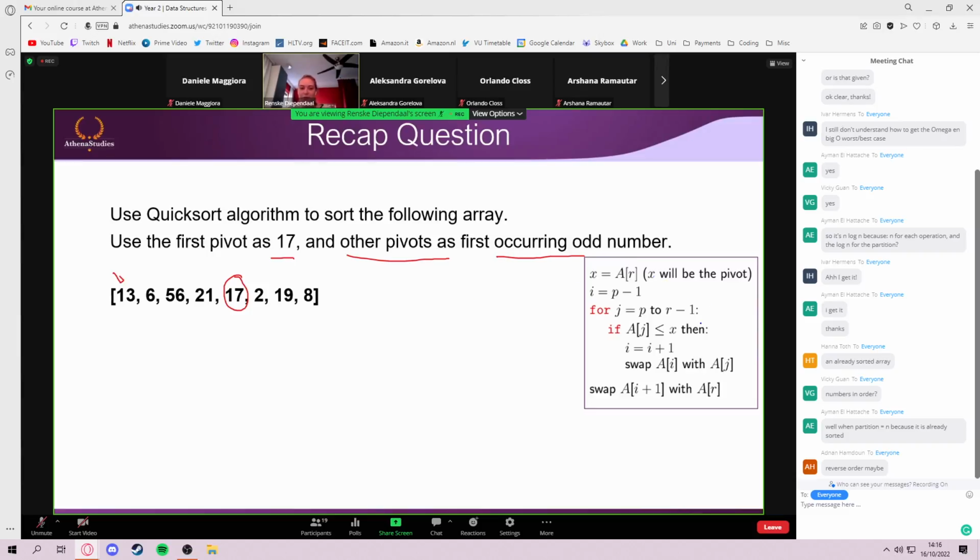So I'm going to give you a little bit more time for this and really try to go through all the steps for yourself. Let me know once you're done. I think you'll know if you have the right answer because it will just be a sorted array. And let me know if you have any questions.